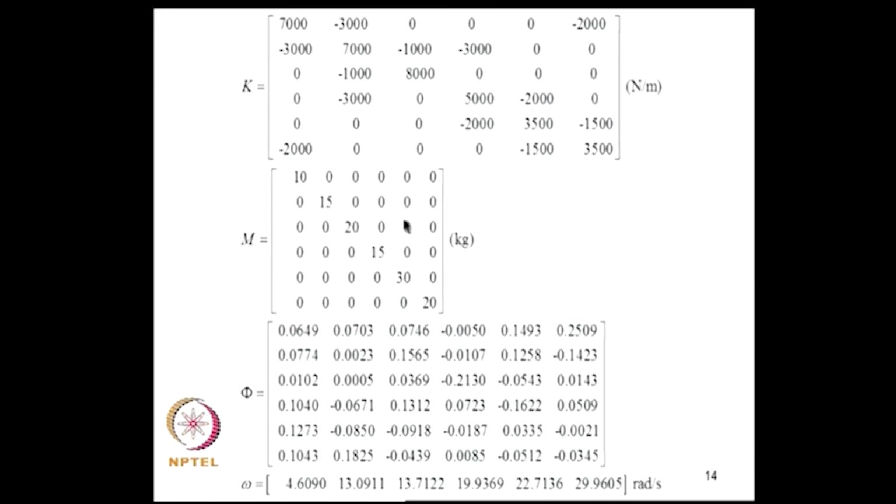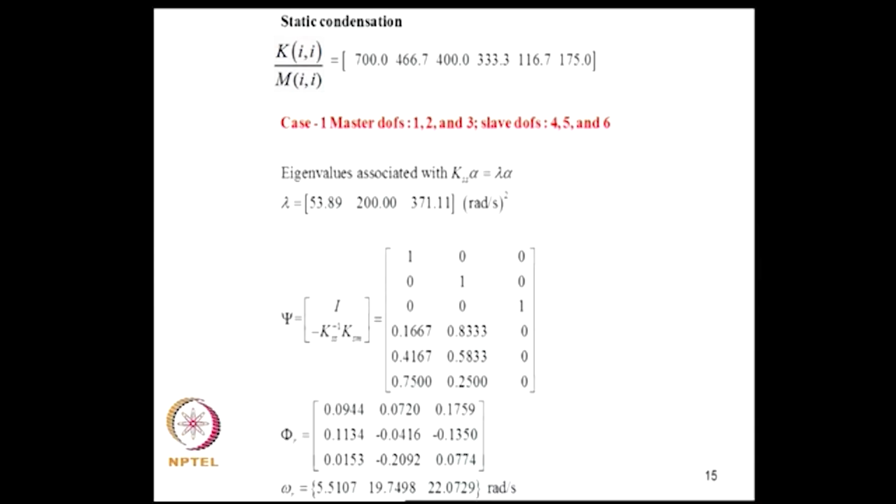This is a mass matrix. As one could expect, this is a diagonal matrix since we are using lumped mass matrix modeling, and you can do the eigenvalue analysis. If you perform that, the modal matrix comes out to be this, and this is the vector of natural frequencies expressed in radian per second. So, let us say that this is my larger model. Now, I want to achieve model reduction by using static condensation.